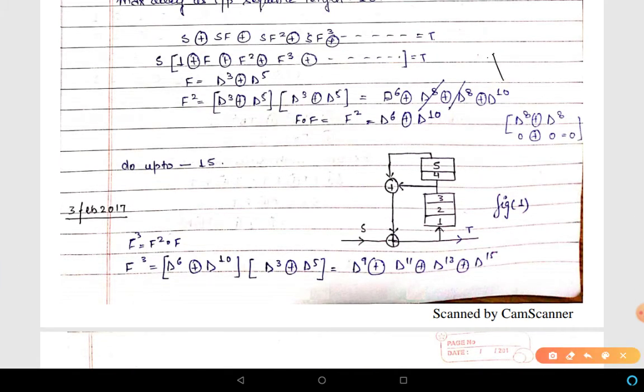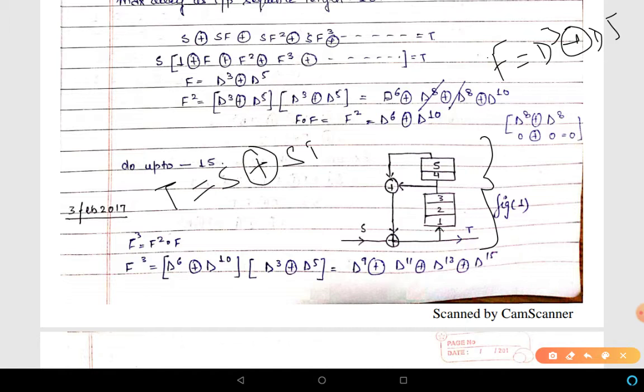As your function f is given as d cube XOR d5, that is why the design is like this. The function of this Scrambler is t equal to s XOR sd cube XOR sd5. It is to be noted that initially s is the same as t.